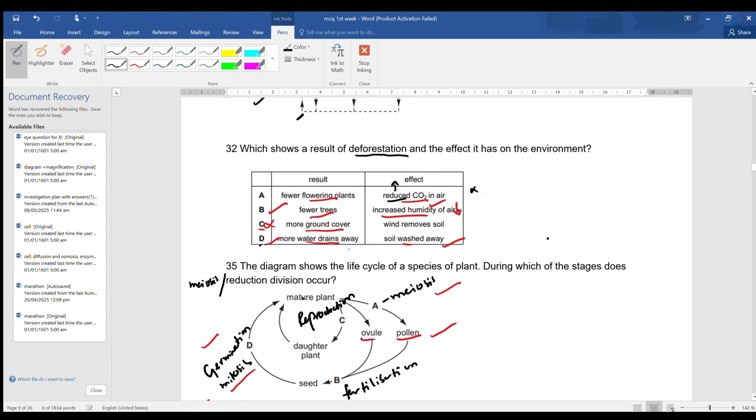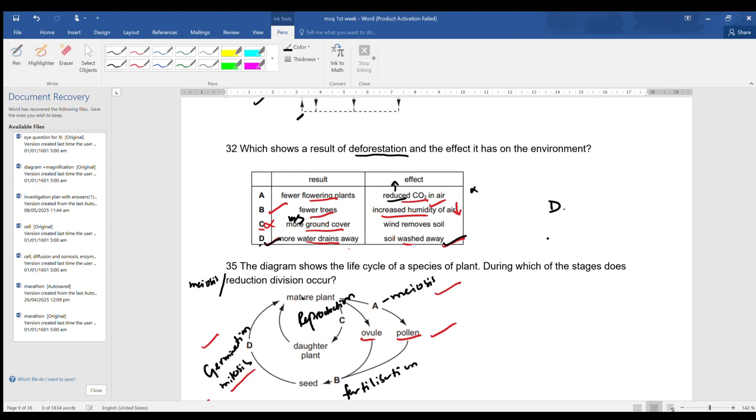Fewer trees increase humidity of air. No, it should be decrease humidity of air. More ground cover and wind removes soil. It will be less ground cover if there is deforestation. More water drains away because of deforestation. Okay, and if the water drains away, then soil will also be washed away. That's why D is the correct answer.